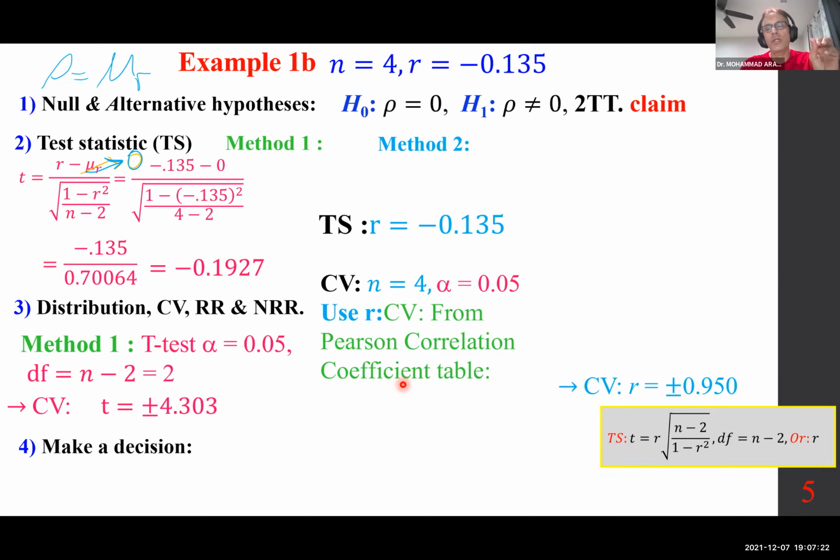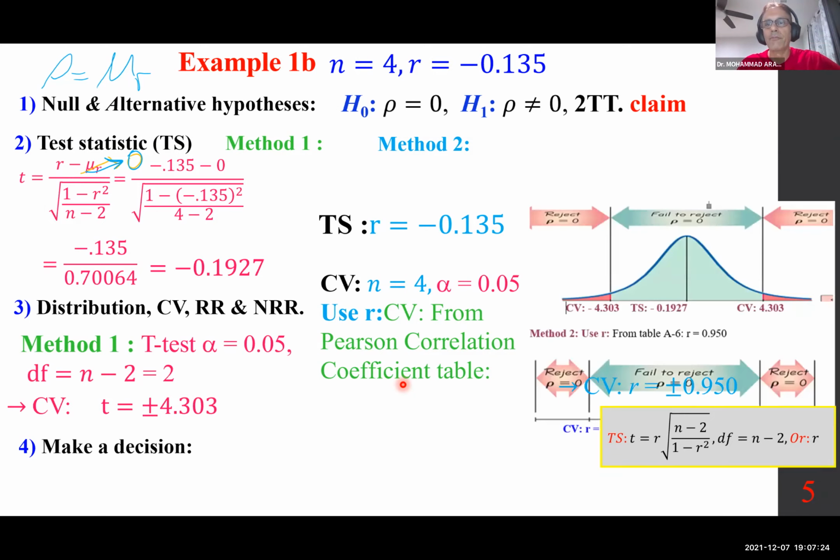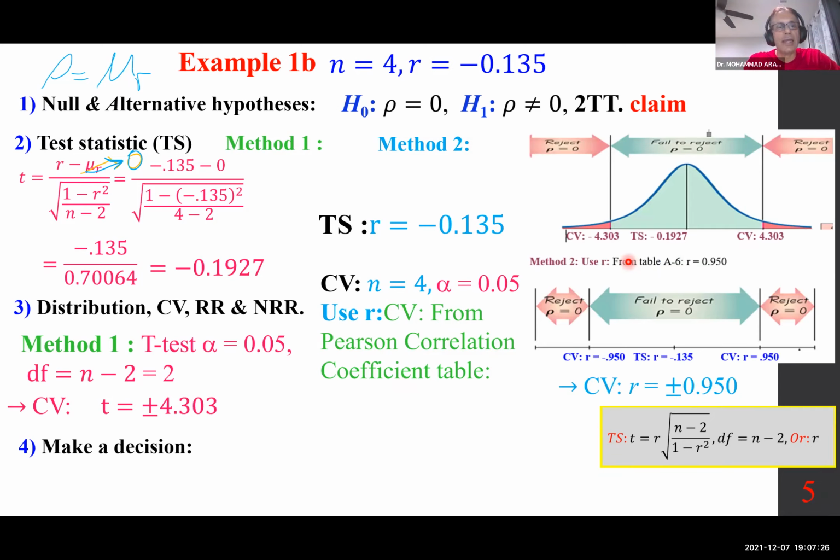I'm running in parallel. Now we are going to go with the graph. What I'd like you to see is that if we stick with this method, take a look at this one. We are looking at the t-test. The critical values are plus minus 4.303. And the test statistic is negative 1.927. It's right in the middle, and it means way into the non-rejection region. If we go with the t-test, do not reject H0, or fail to reject H0.